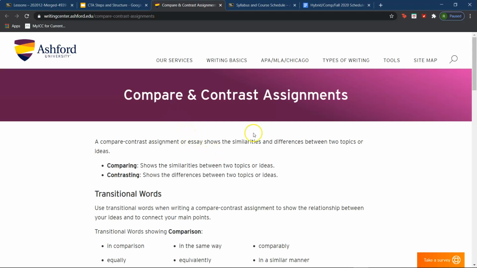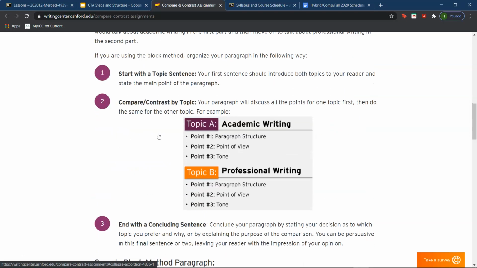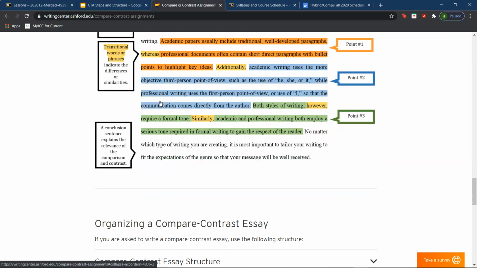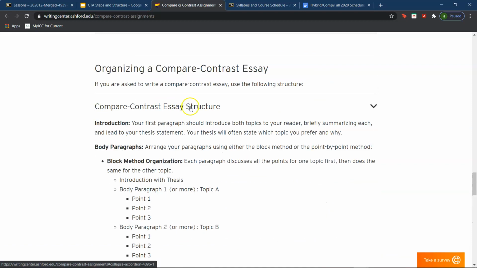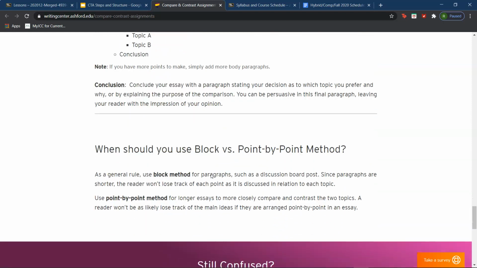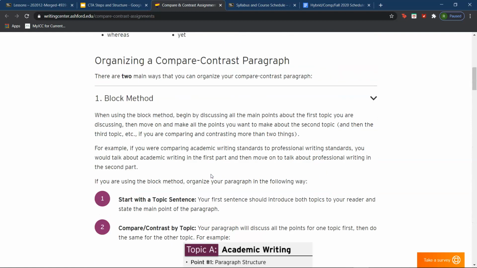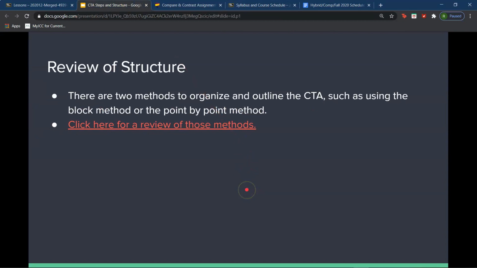So if you click on this link, this is a handout from the Ashford University Writing Center, and they talk about how to use the block method and also the point-by-point method. And they'll give you examples as well. And this also includes how to outline or how to organize a compare contrast essay. So this link is very handy. I definitely recommend looking at it if you're having a hard time organizing your paper. It might be helpful to take a look at.